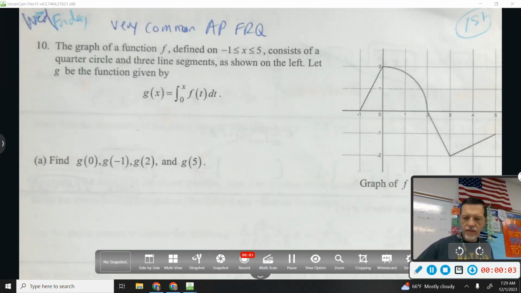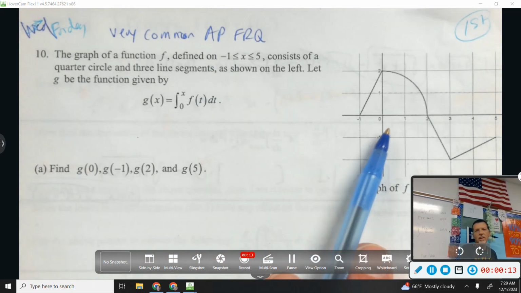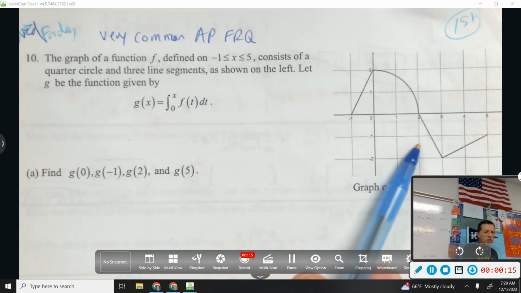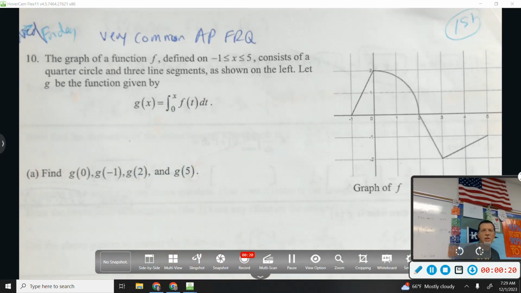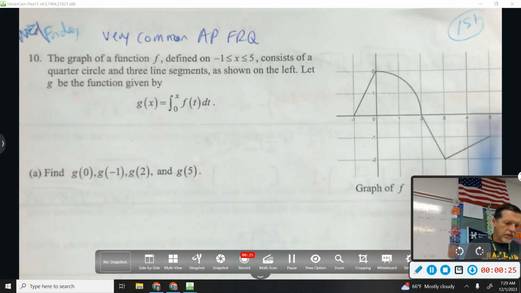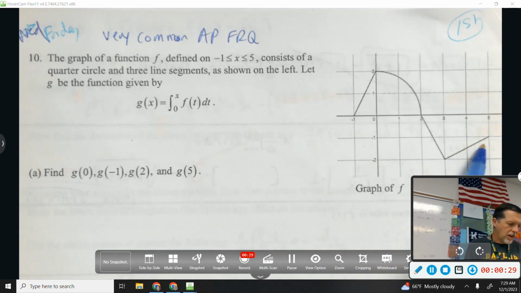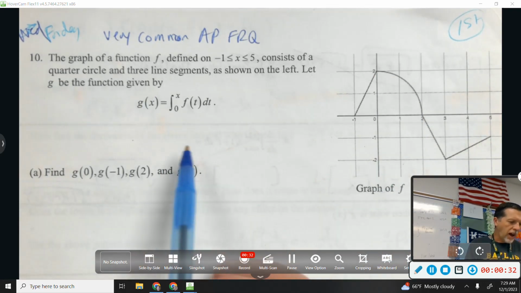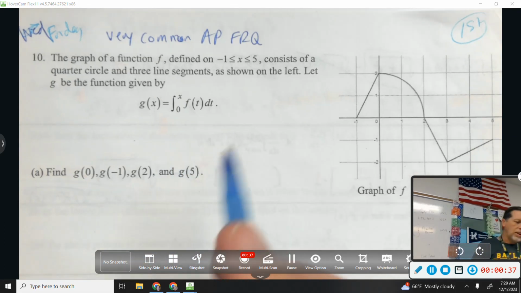Alright, so the last page of the notes. Again, super common question on the AP test, which means you will see one on the test. We give you a picture, we define G as this thing, and then we can ask all sorts of questions based off of that. The graph of a function f is defined from -1 to 5, consists of a quarter circle and line segments. Let G be the function given by the integral from 0 to x of f of t dt.